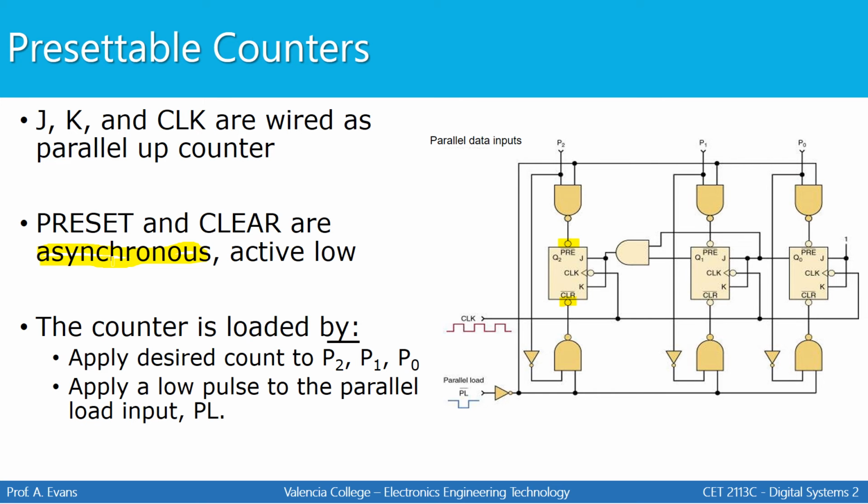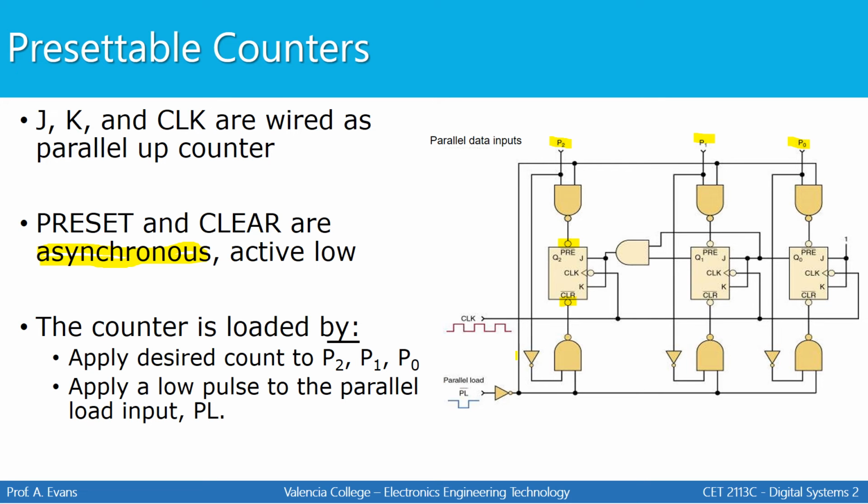The way that this counter will work is that you'll load a value into the counter by first applying whatever value you want to P2, P1, and P0. Imagine those make up the digits of a binary number. So maybe I want to load the number 111 or the number 001, whatever number I want to load. I will literally apply a high or a low to each one of these inputs to construct that number.